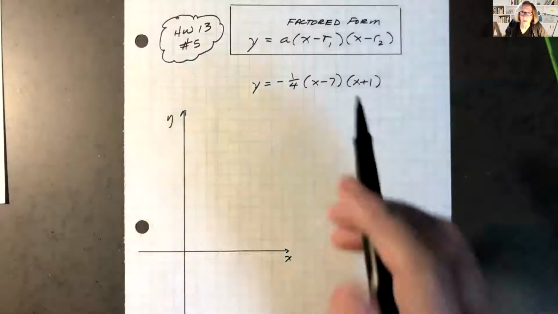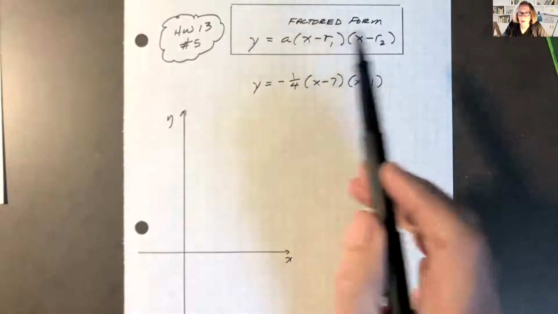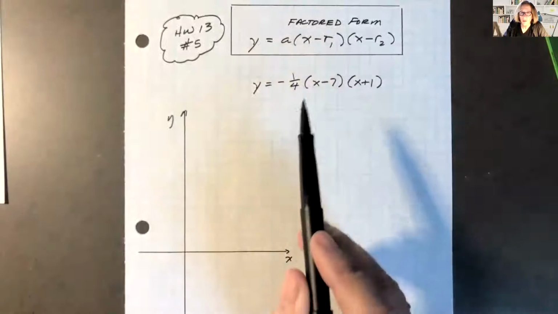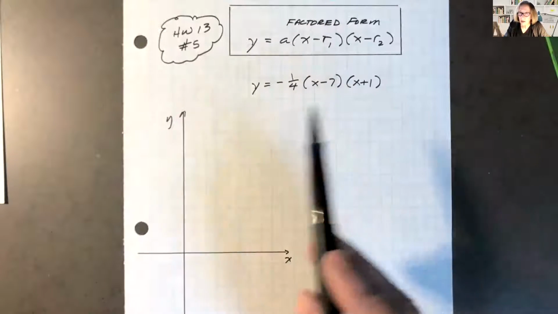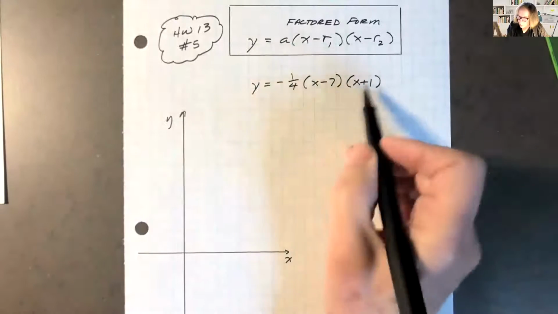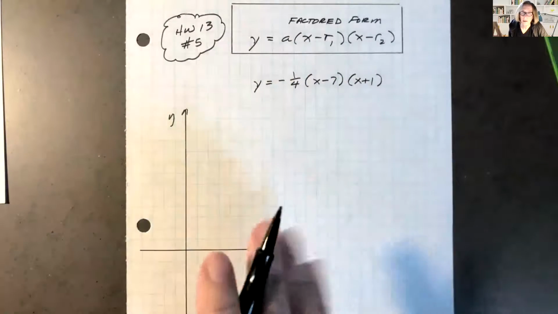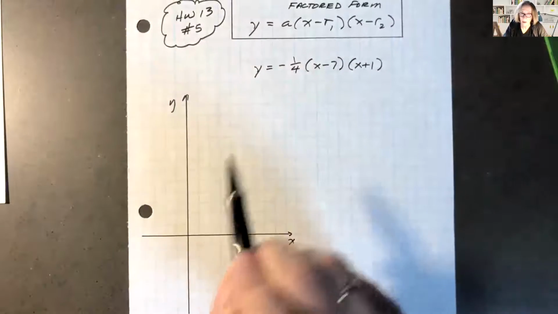So the form is we have a, and then we have two binomial factors, x minus root 1, x minus root 2. So when you see an equation in this form, there is a simple way to graph it without having to multiply these out and convert it into standard form. Just work with this. This tells you where the x-intercepts are going to be.